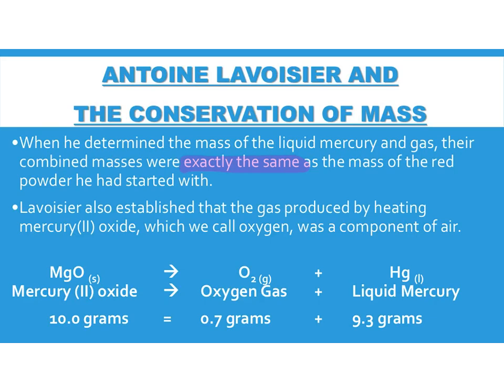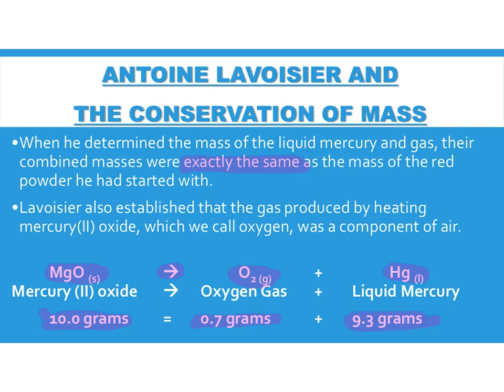If I take a look at it in terms of a chemical reaction, we've got mercury(II) oxide right here. That little s means it's a solid. Mercury(II) oxide, when heated, yields or produces oxygen gas, the little g is a gas, and liquid mercury, the little l is liquid. If he started with 10 grams of his red mercury(II) oxide powder, he got 0.7 grams of gas and 9.3 grams of liquid mercury.